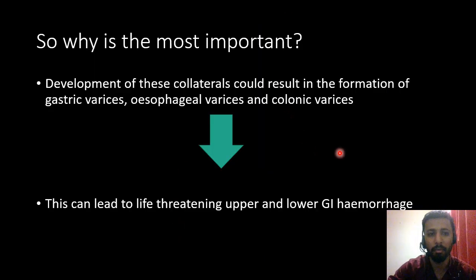So why is this important? Is that development of these collaterals can result in formation of gastric varices or esophageal varices and even colonic varices. When these varices rupture because their vessels cannot handle the amount of pressure that a splenic vein or superior mesenteric vein can handle, it results in upper and lower GI hemorrhages. These hemorrhages can be life-threatening.